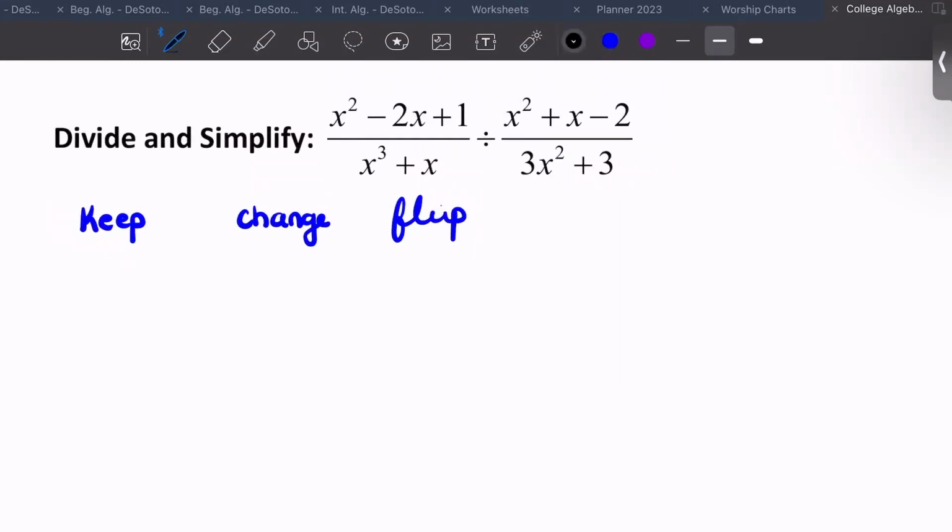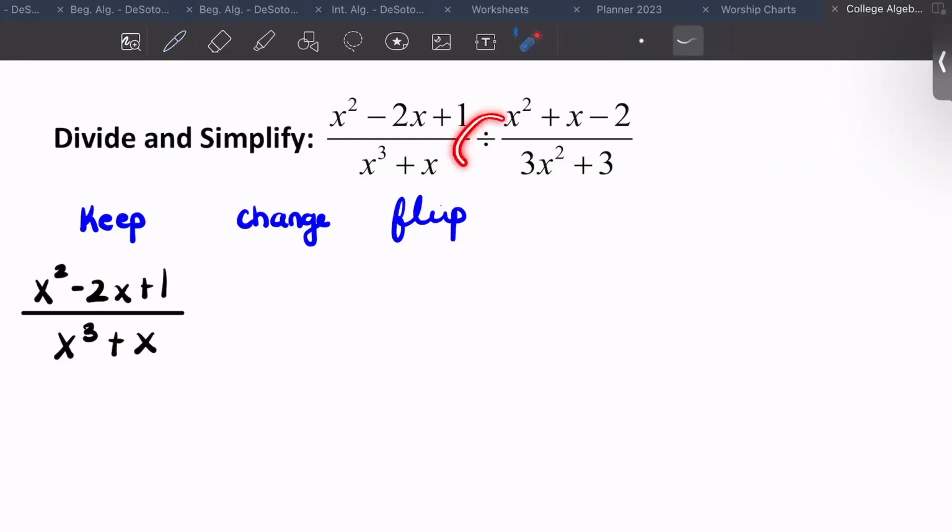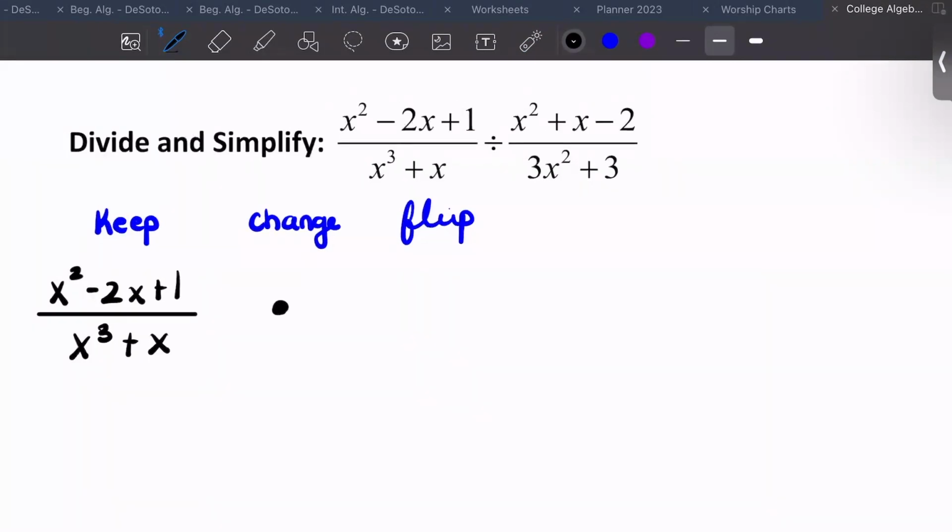We're going to keep the first fraction the same. So x squared minus 2x plus 1 over x cubed plus x. That's going to stay the same. We're going to keep it the same, hence why we say keep, okay? We're going to change our division sign to multiplication. And then we're going to flip the second fraction. So numerator becomes denominator, denominator becomes numerator. So we just have 3x squared plus 3 over x squared plus x minus 2, okay?